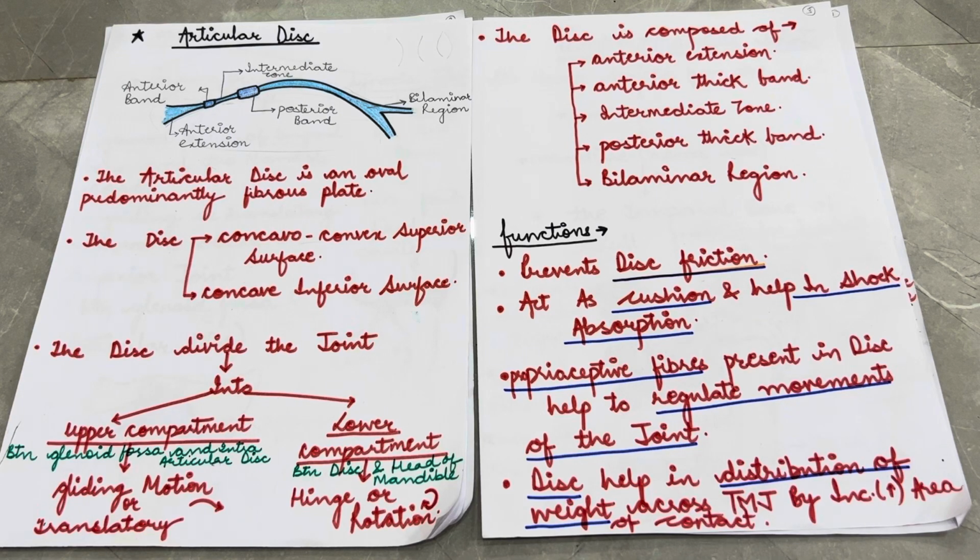So the third point is that the proprioceptive fibers present in the disc help to regulate movement of the joint. Some fibers are present in this area which detect the movement of the joint, like depression, elevation, side to side movements, like opening or closing of the mouth. So now we'll study the ligaments of the temporomandibular joint.